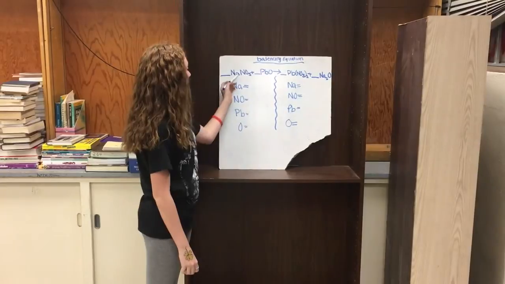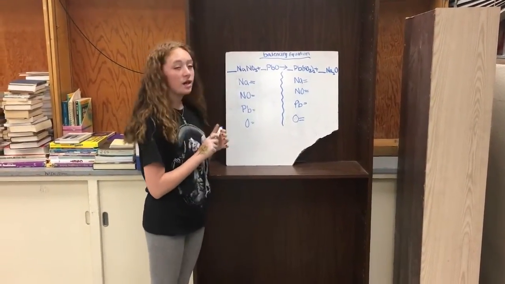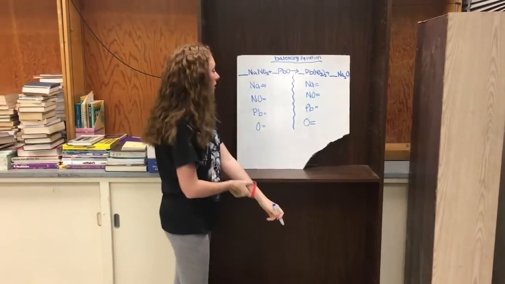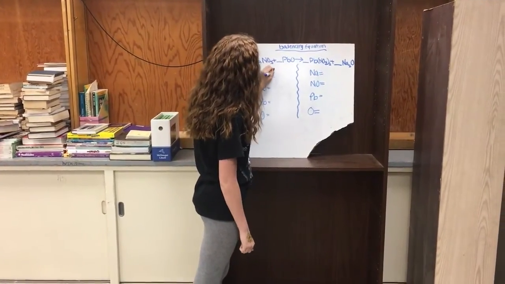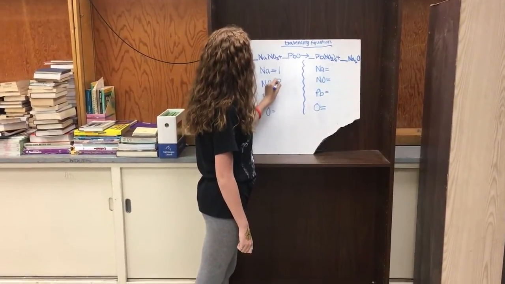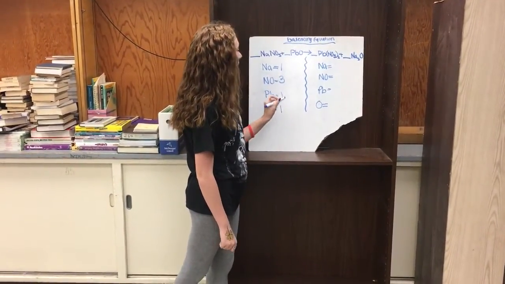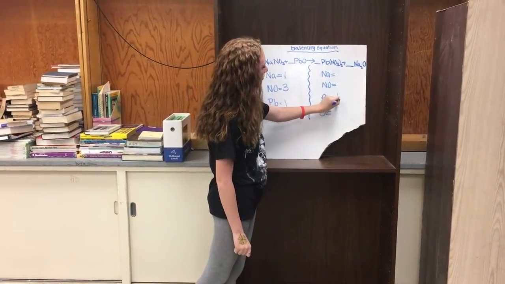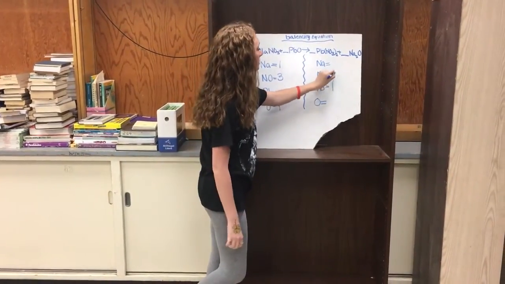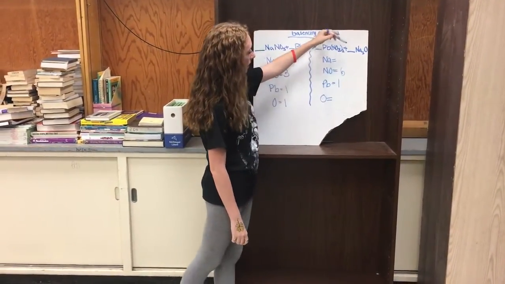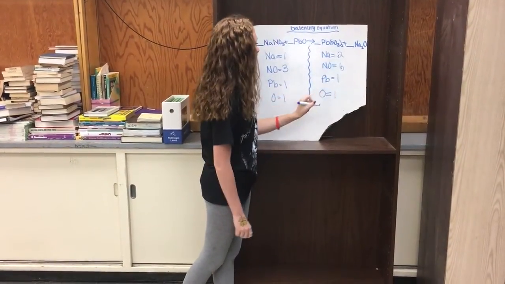Now you're going to look at the numbers on each side of each chemical, and if it doesn't have a number, then it's just represented as 1. So Na is going to be 1, NO3 is going to be 3, Pb is going to be 1, and oxygen is going to be 1. Pb on this side is going to be 1, NO3, which is 3 times 2, is going to be 6. And then Na is going to be 2, and O is going to be 1.